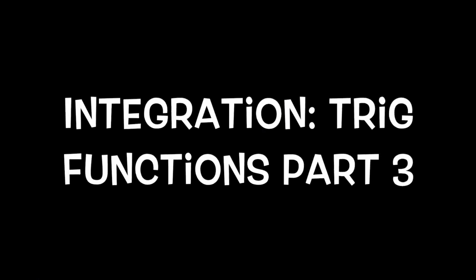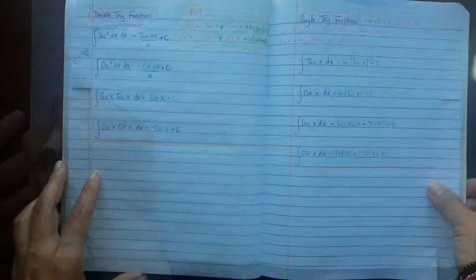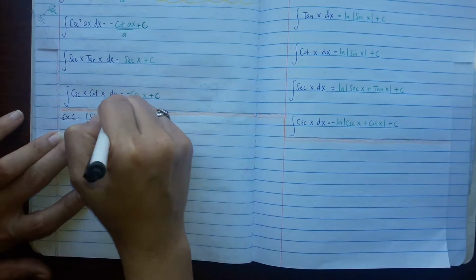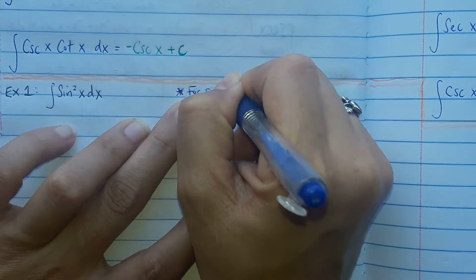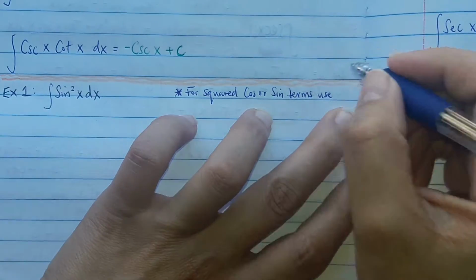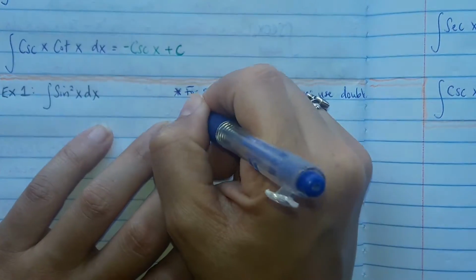I'm going to look further into integration of trig functions, with higher powers and different combinations. Looking at an example, let's say we had sine squared. The best way I can explain this is, for any squared cosine or sine terms, use the double angle identity, which we've already proven.